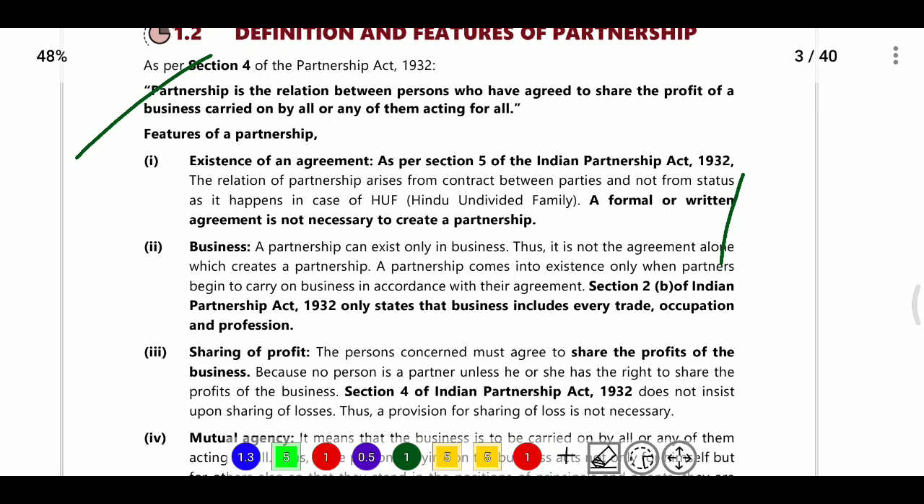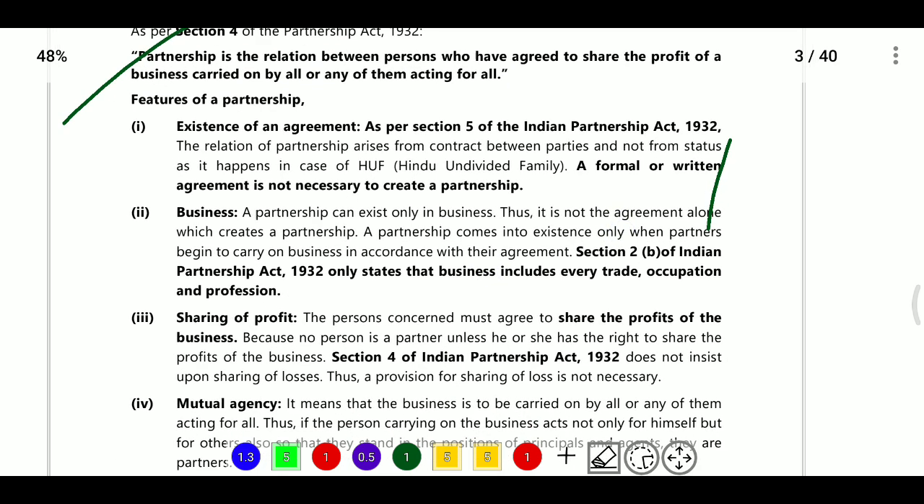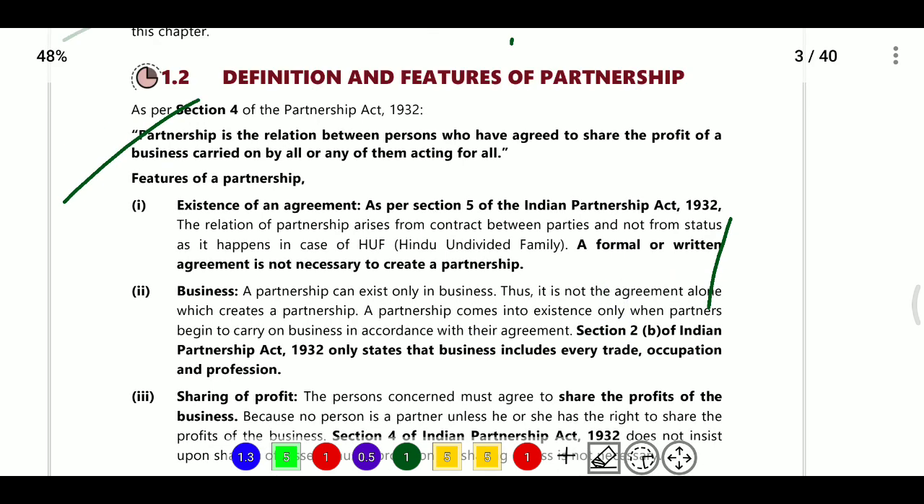What are the features? For example, if A, B, C agree to run a clothing business and they share their profits equally, based on a mutual agreement, that is their partnership. What are the key features for the existence of this partnership? The key features are: agreement between the partners, mutual agency, sharing of profit and loss, unlimited liability, and business carried on by all or some persons. These are the definitions.